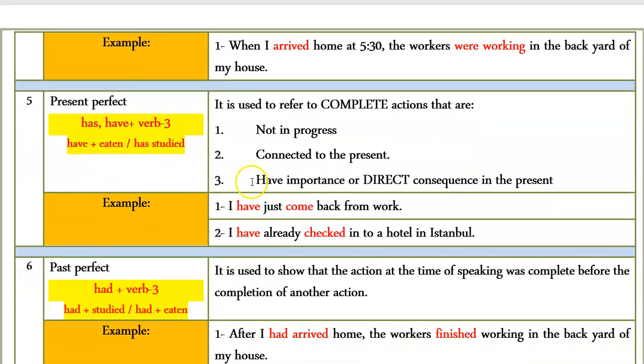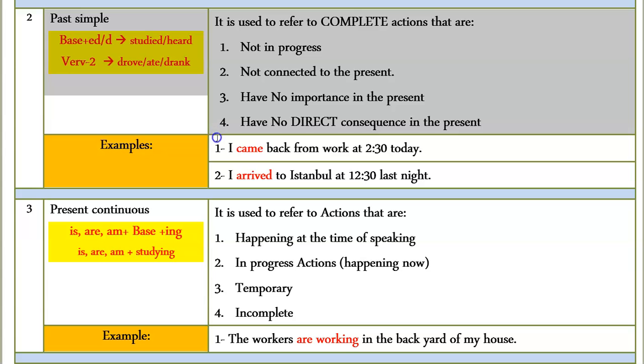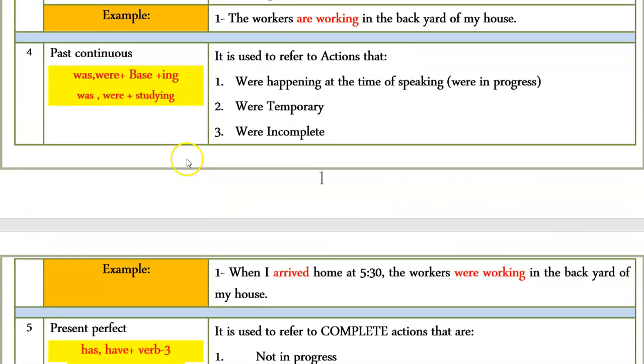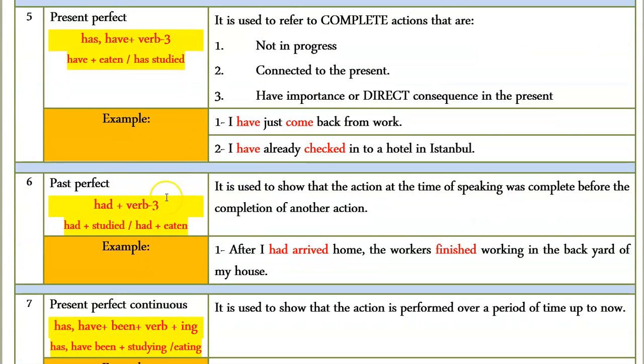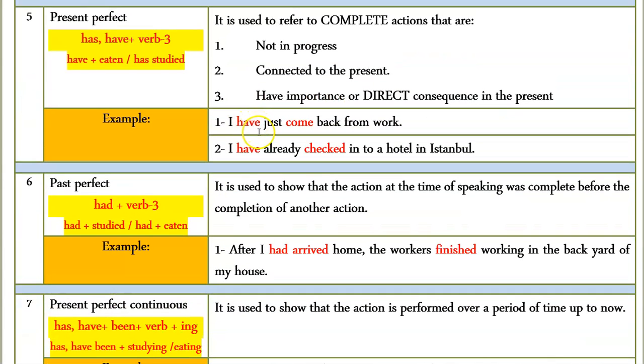It's a complete action in the past. It's connected to the present. That's what makes it different from the past simple. Past simple is always completed in the past, but it's not connected to the present. If you remember, we discussed this. So again, present perfect is a complete action which is connected to the present. I have just come back from work.